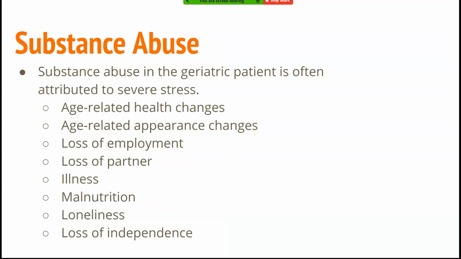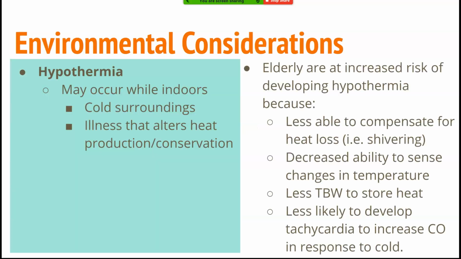Substance abuse in the geriatric patient is not uncommon. Most of the time it's due to a significant stressor. Loneliness and loss of independence are probably two of the most significant ones, especially in the much older age group, right? You see as people start to see all their loved ones and their friends start to die, they become very depressed. And they'll self-medicate.